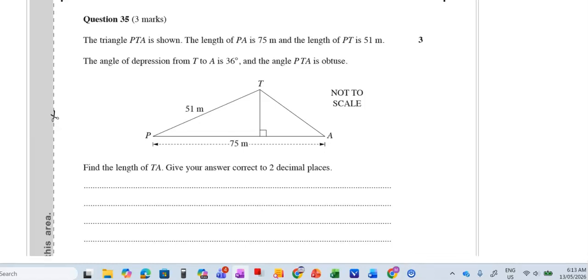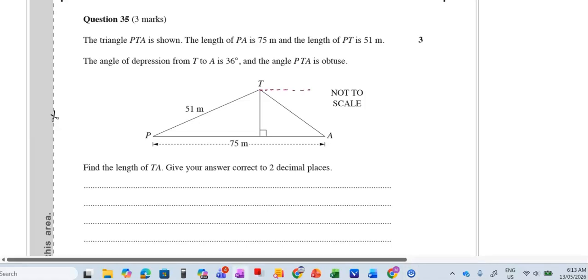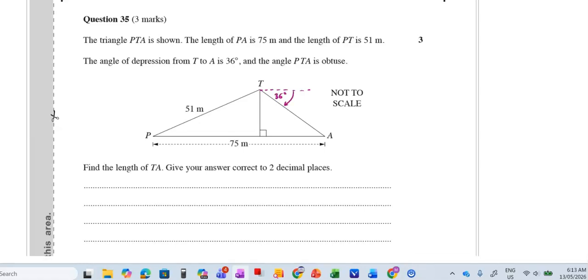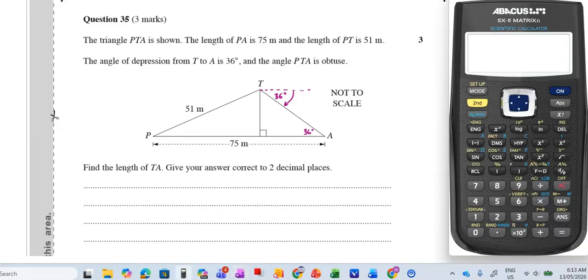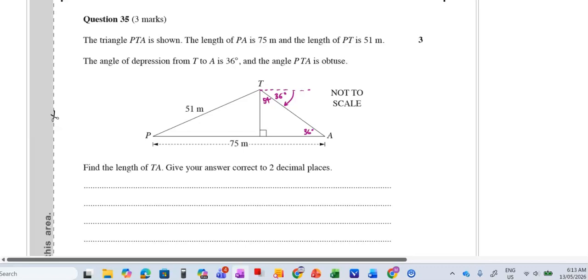All right, let's use the information we've been given. The angle of depression from T to A is 36. So if I extend this parallel to the ground and I go down like that, that's 36 degrees. If that's 36 degrees, then so is the angle at A, because alternate angles on parallel lines are equal, and I can also figure out what part of the angle is at T. I could use my calculator, or I could just know that 90 less 36 is 54. So this part is 54, but that's not all of it.